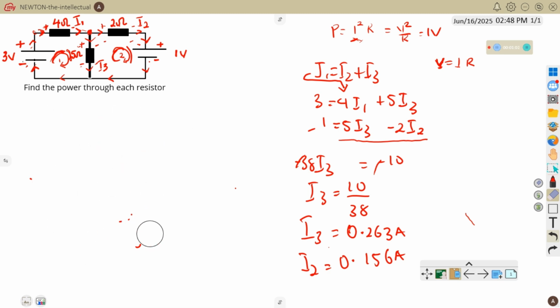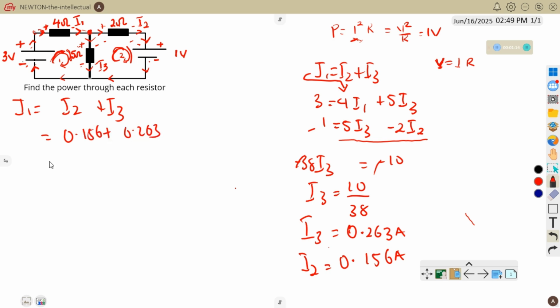So now we're going to be looking for I1, because we already have this one. Remember, we're looking for power, not just current. So finding current is the first step in the right direction. So now our current I1 is equal to I2 plus I3, and this is equal to 0.156 plus 0.263, and this gives us 0.42 ampere. So our I1 is equal to 0.42 ampere. So now we're going to find our power, right?